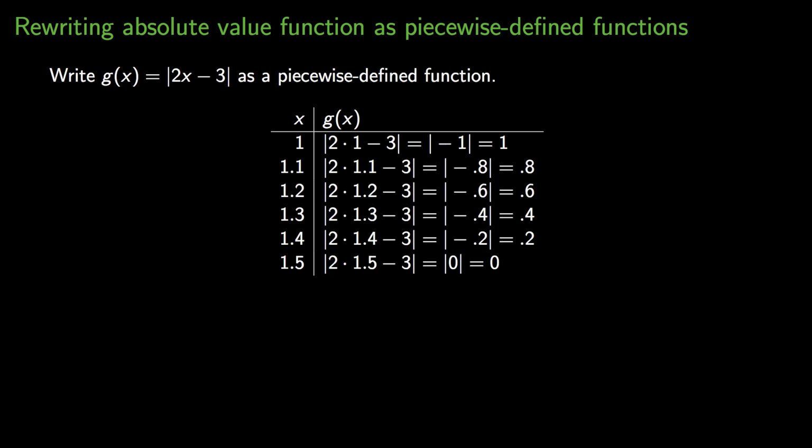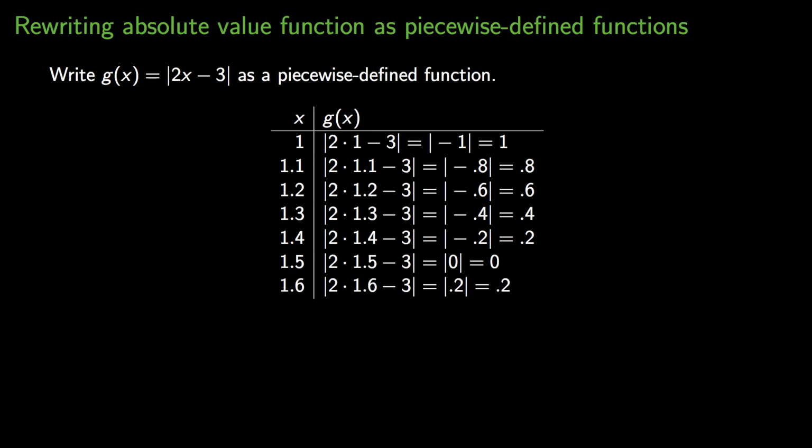And if I were to plug in little decimals, 1.1, 1.2, 1.3, notice how I'm always getting the absolute value of a negative number. And so I have to take the minus sign away. When I plug in 1.5 exactly, I actually get the absolute value of 0, which is just 0. And then, if I adventure even further, 1.6, 1.7, I start taking the absolute value of positive numbers.